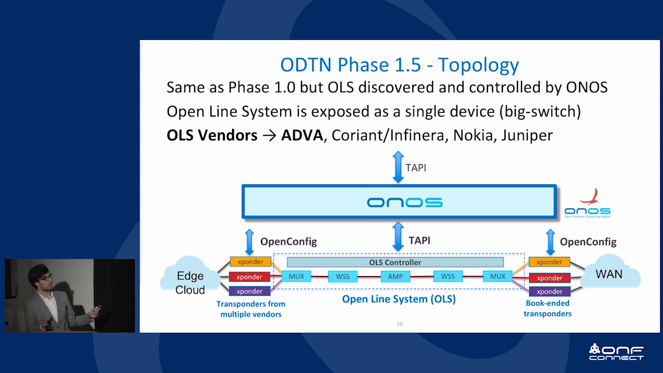So topology discovery is the exact same as phase 1.0, but we're also giving it the information about the OLS. At the moment, for the OLS vendors, we're working with ADVA, which is much along the implementation of their TAPI 2.1 interface on the northbound, but also Coriant and Infinera. We are working with Nokia also on the OLS side, and also in talks with Juniper. These are at different stage of implementation of the TAPI northbound, but that is the request. So we're standardizing also the interface towards the OLS.